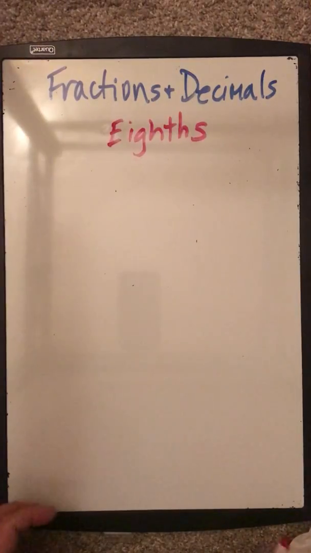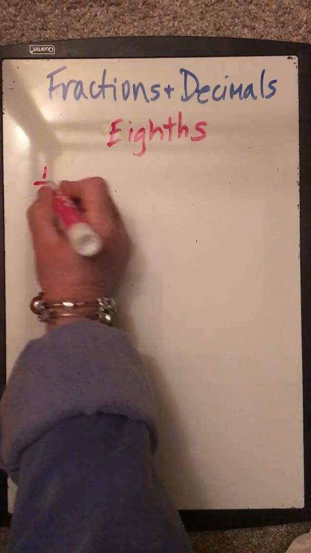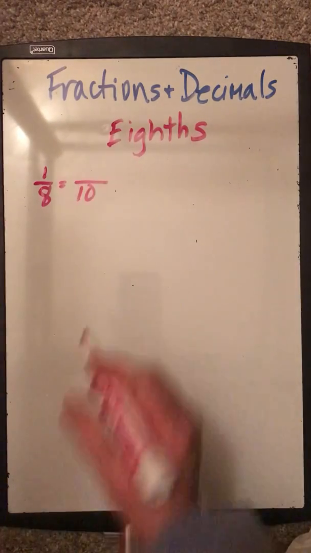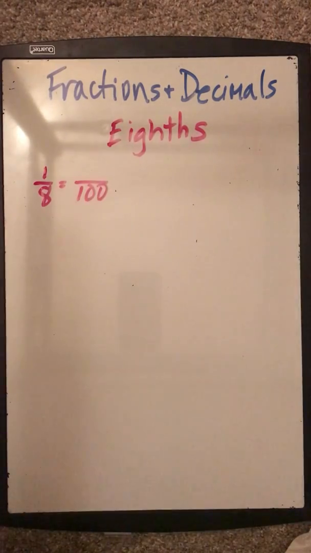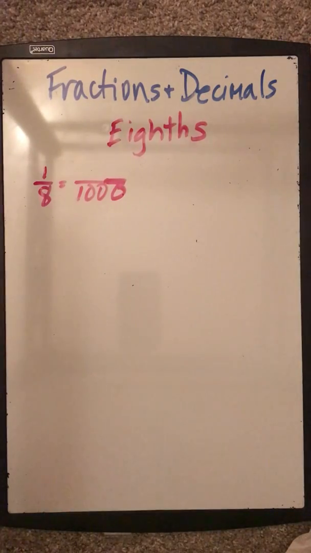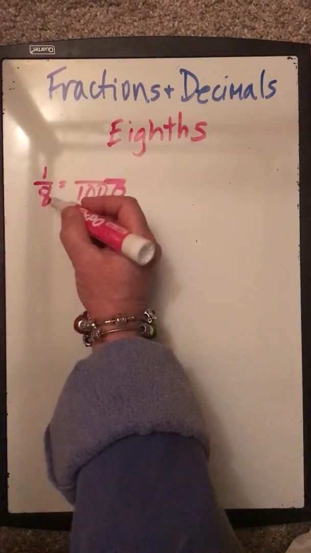Today we are going to learn how to change eighths to decimals. So if we have 1/8, we can't change that to a tenth. We can't even change it to a hundredths. Okay, but we can change it to 1,000. You can check that on your calculator. 8 times what is 1,000, or 1,000 divided by 8 is what?